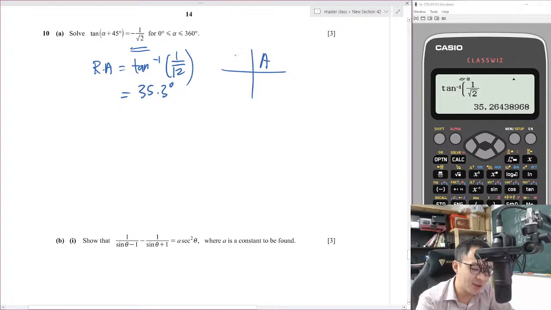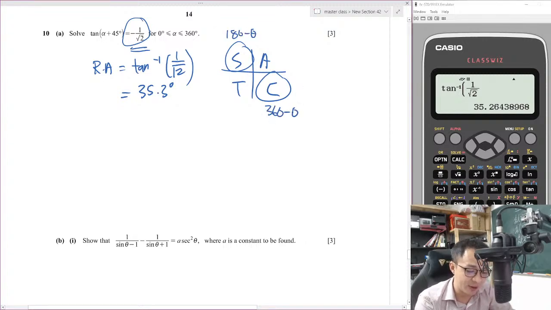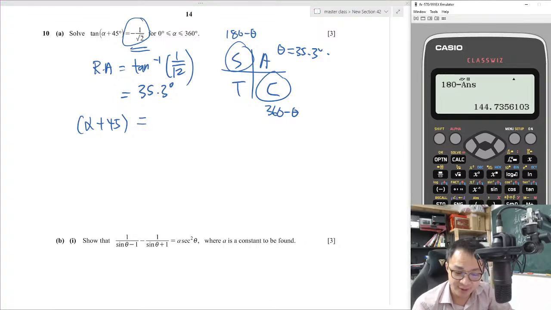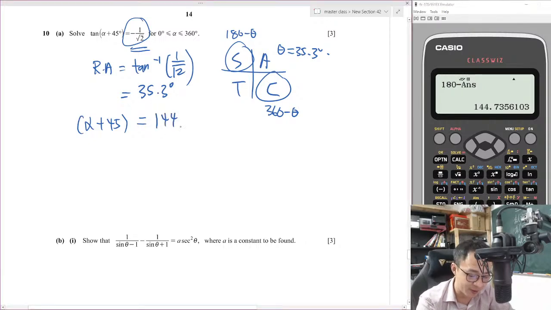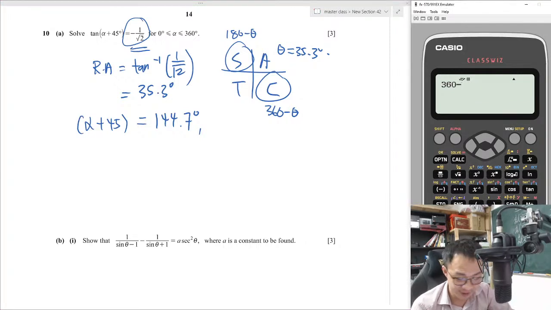Then you have to ask yourself, add sugar to coffee: tangent will be negative in the second and fourth quadrants. Second quadrant is just 180 minus theta, and this one is 360 minus theta. What's your theta? Theta will be the reference angle, 35.3. Therefore, theta plus 45 will be 180 minus the answer just now, so it will be 144.7. Then the next one will be 360 minus 35.3.